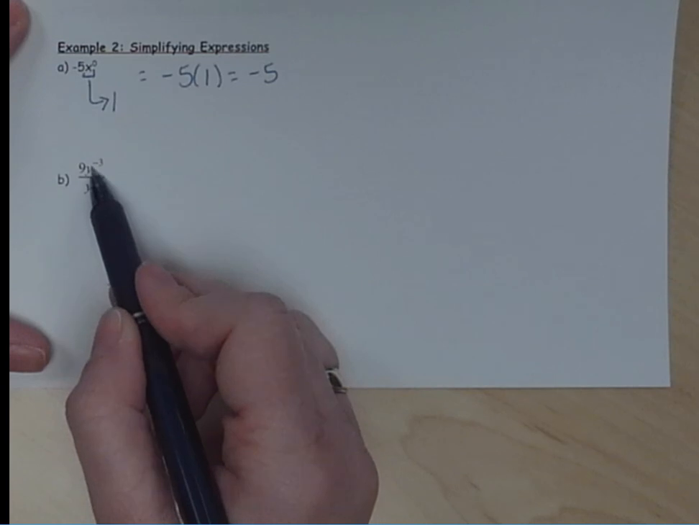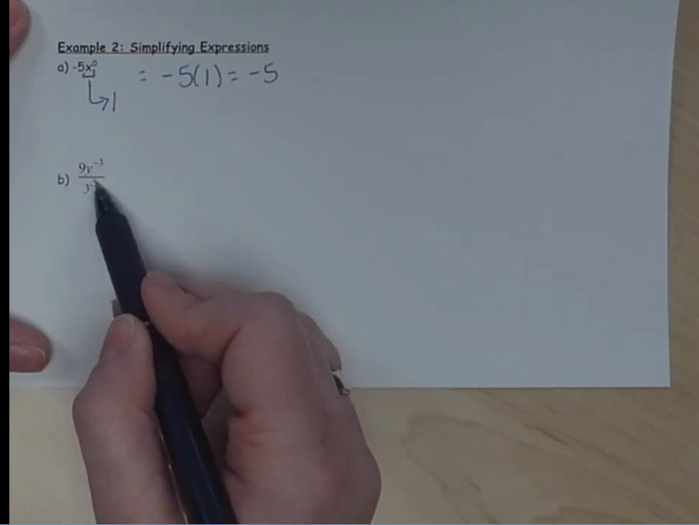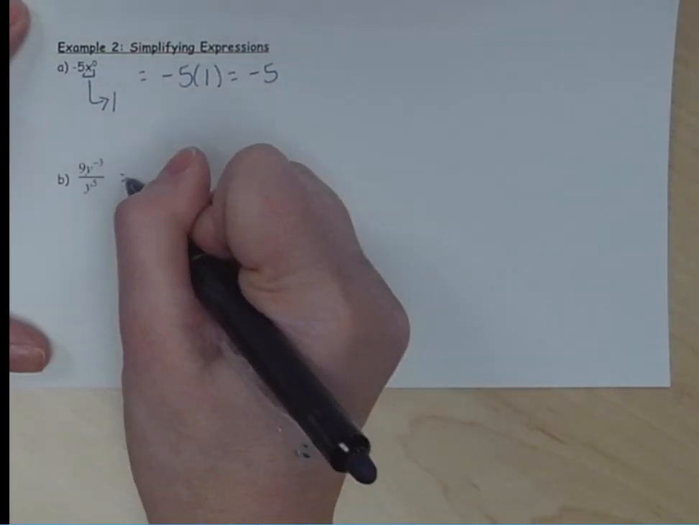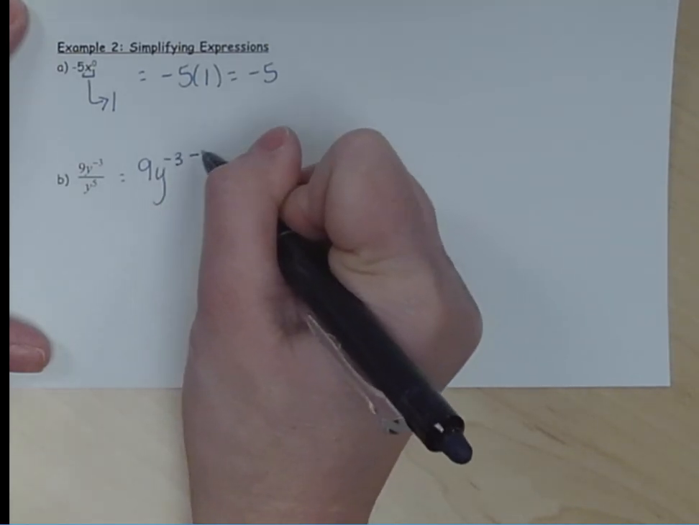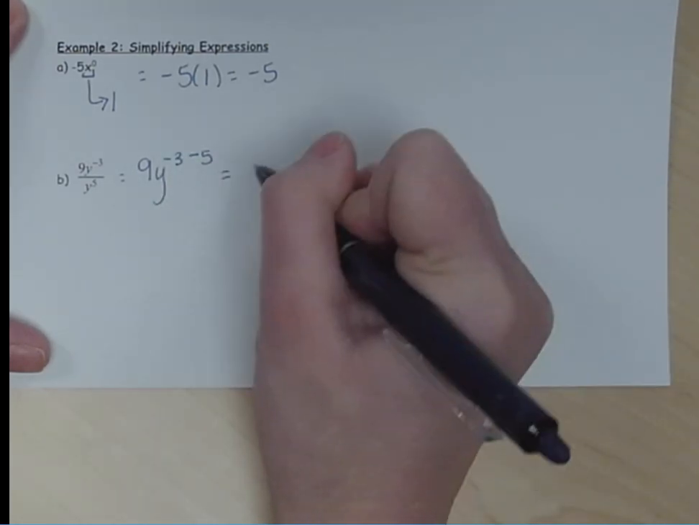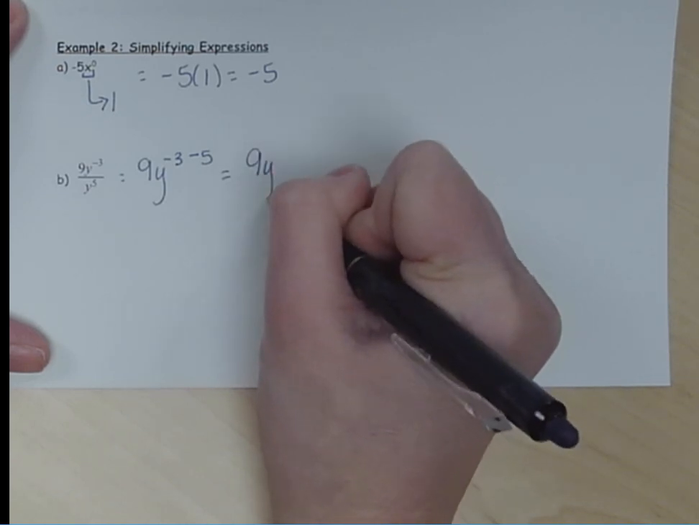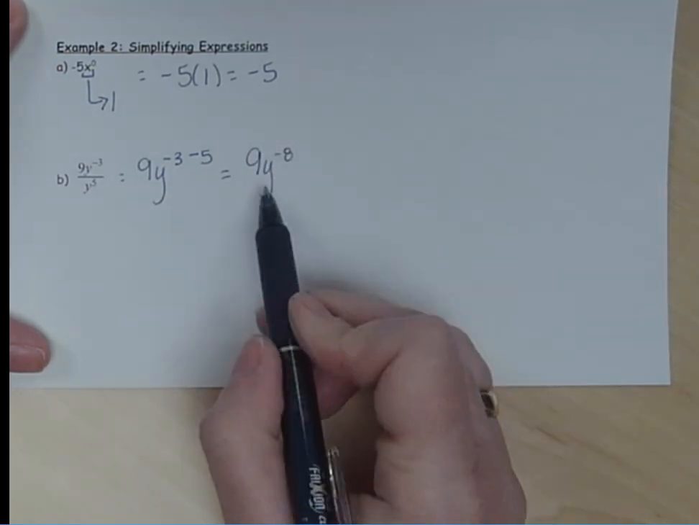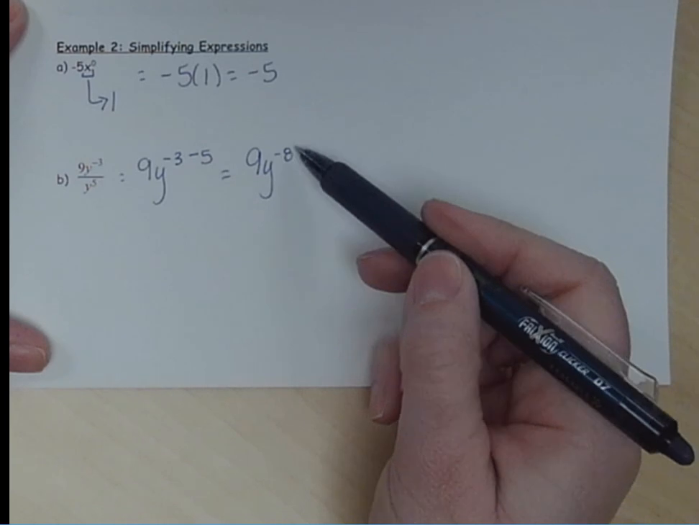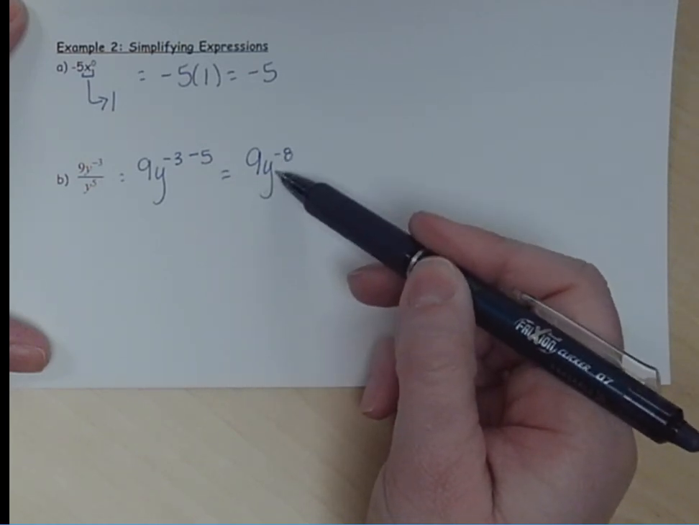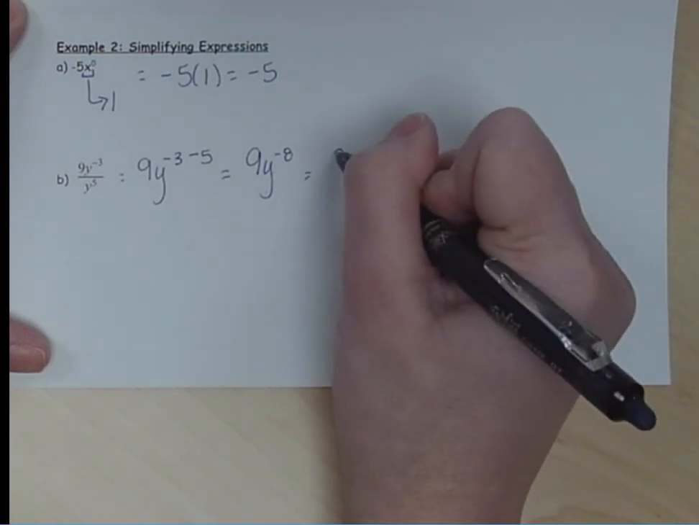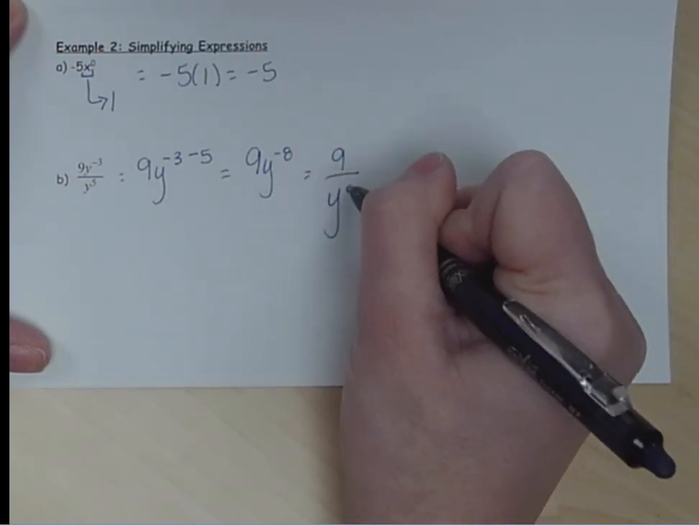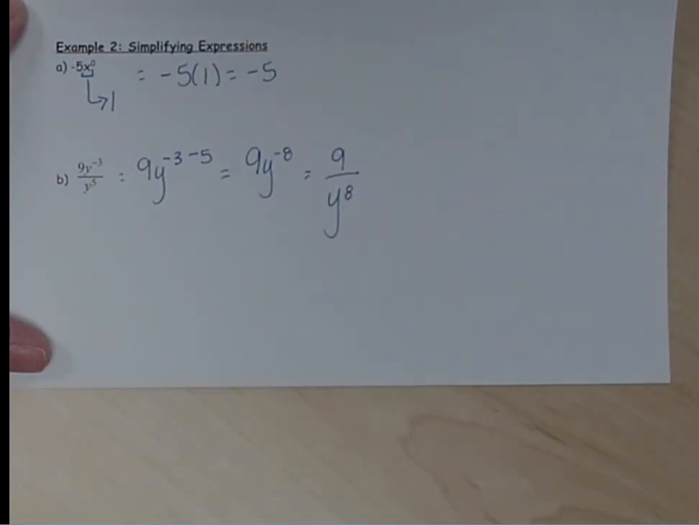Now, I've got a y to the negative 3 and y to the 5th. So I've got 9y to the negative 3 minus 5, which gives me 9y to the negative 8. Now, here's where you need to be careful because this negative 8 is referring to that y, not the 9. So I have 9 over y to the 8.